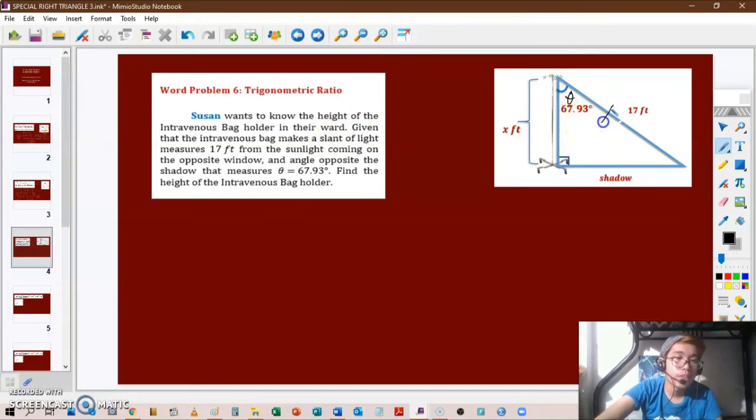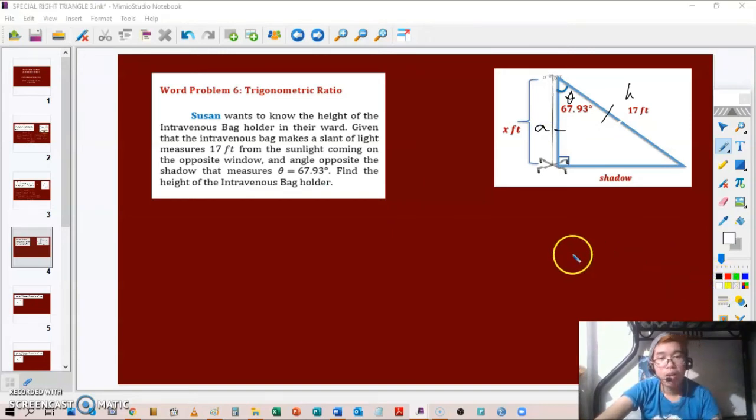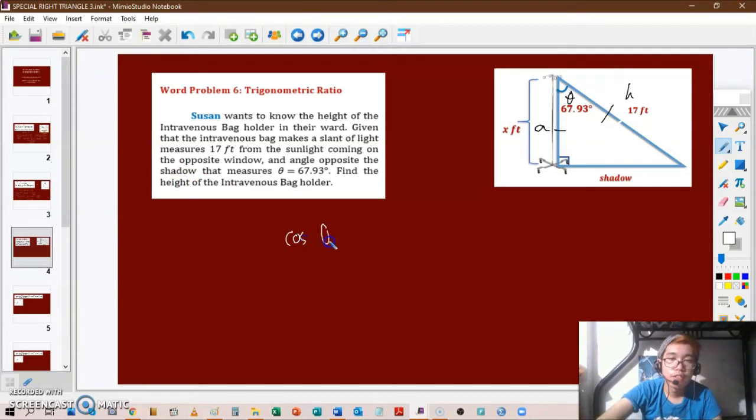We're given the hypotenuse, and we have here an adjacent side. So we can use cosine, because we have the adjacent and the hypotenuse. Cosine is equal to adjacent over hypotenuse. So we can write here cosine theta is equal to the adjacent side over hypotenuse.